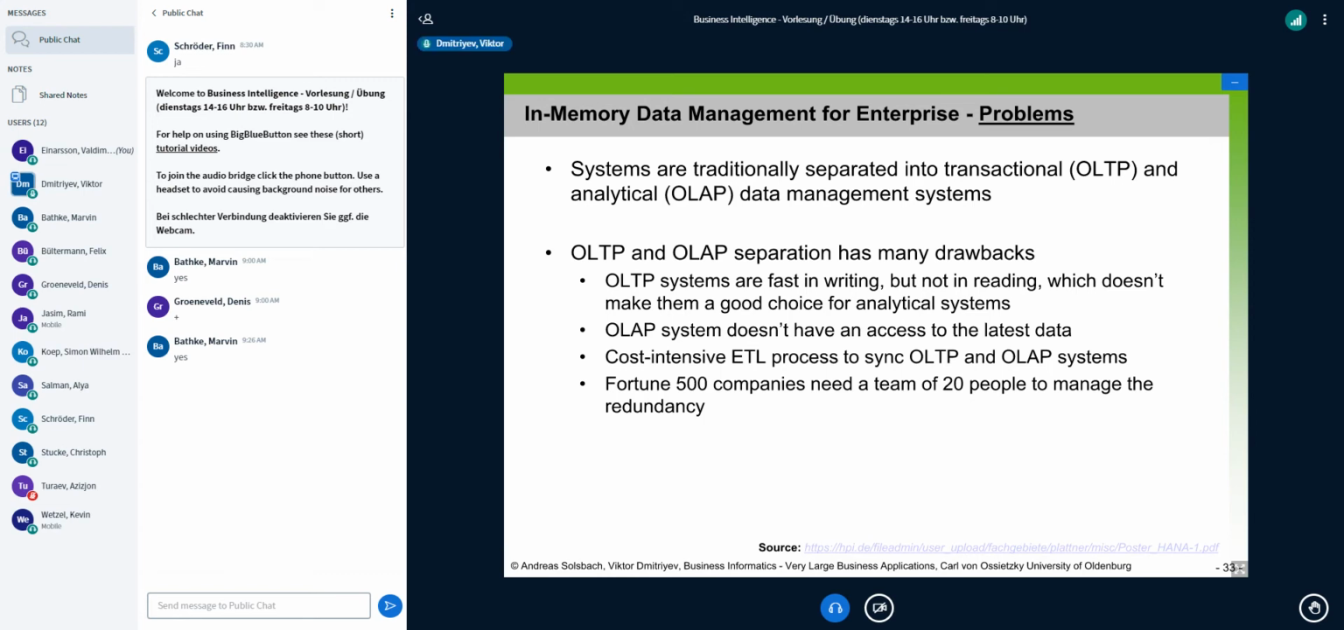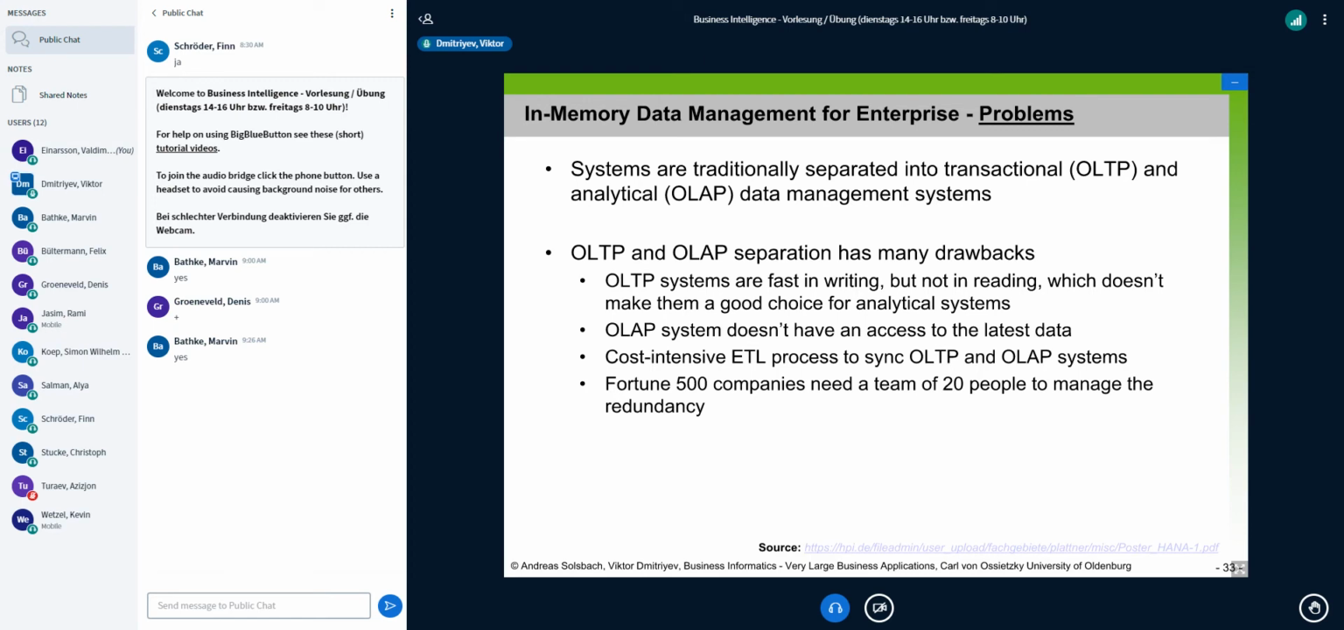OLTP and OLAP systems are changing with time. So it means the ETL, or data pipeline, whatever you call it, should also change. And changing what combines those systems could be a really tough and cost-intensive task. Cost-intensive not only in terms of licenses, hardware, and time, it's also cost-intensive in terms of manpower that's used.